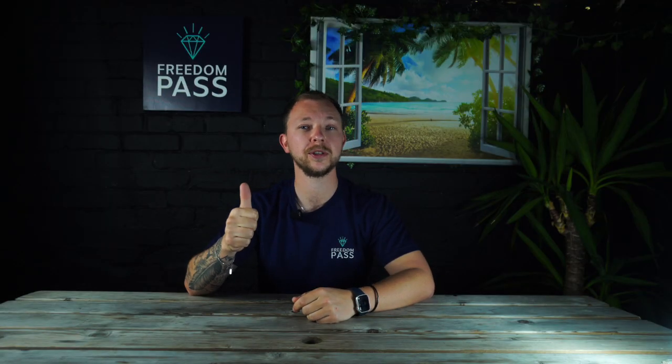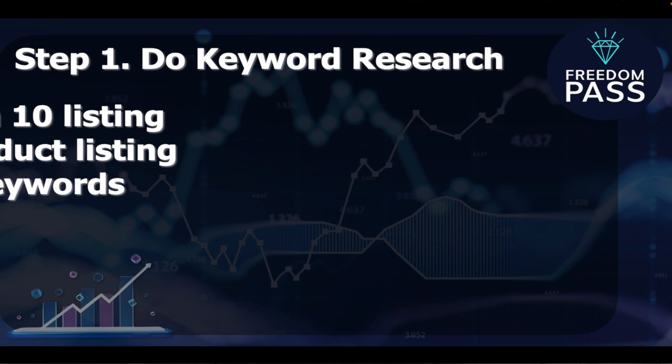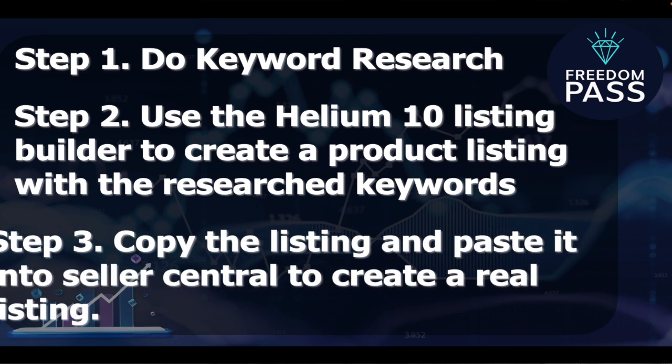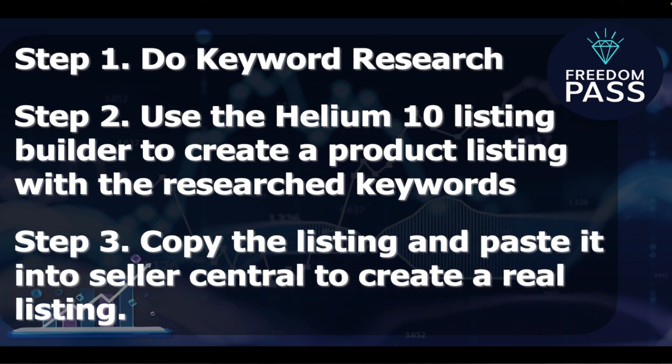The steps to follow are: number 1, do keyword research. Number 2, use Helium 10 Listing Builder to create a product listing with the researched keywords. And lastly, number 3, copy the listing and paste it into Seller Central to create a real listing.